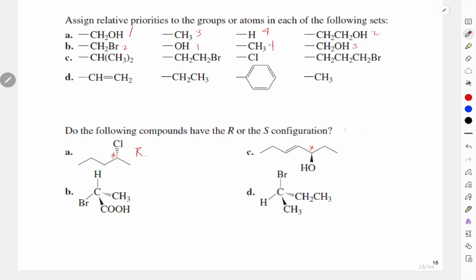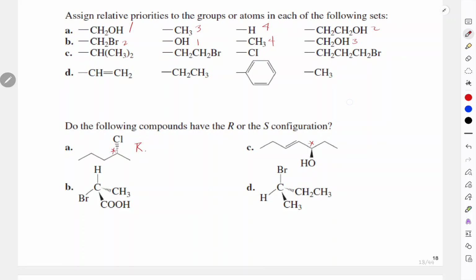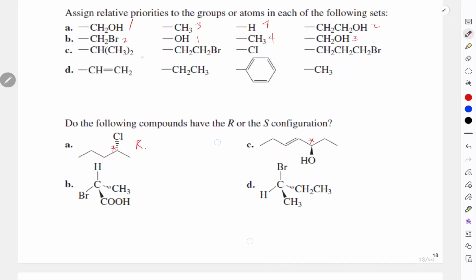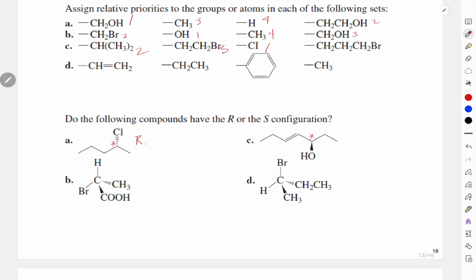Maybe we can try some of the ones down below. So what is the absolute configuration for this asymmetric center? Maybe we can apply the trick we just learned. In this case, you know that there is a hydrogen protruding out of the plane. If you can solve it in your head with the rotation, that's fine. But if you want to apply the trick we just learned, you can swap these two.